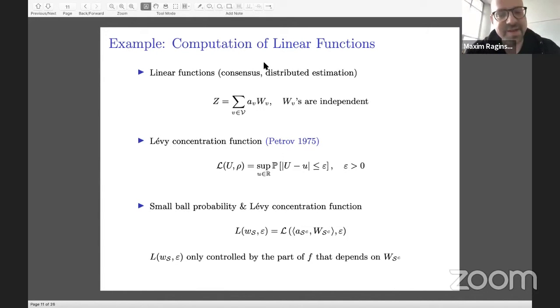And then a simple calculation actually shows that for the case of this linear function computation, the small ball probability given a subset S is simply equal to the Levy concentration function of only the part of the function that you can't compute because you don't know what's in the complement of S, right? So if you look at this expression right here, I can highlight it. So this is essentially the part of the function.